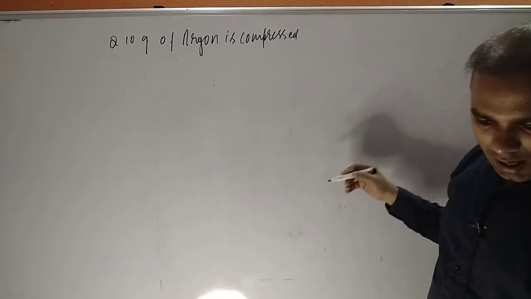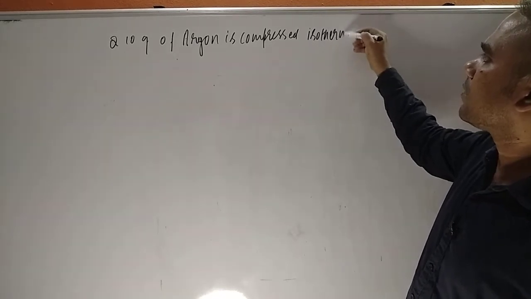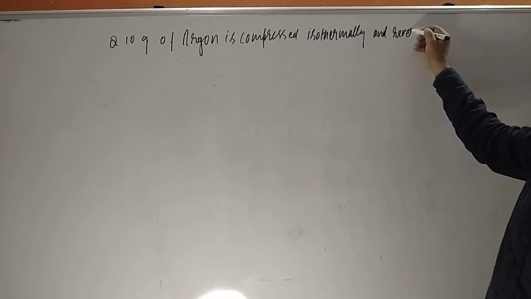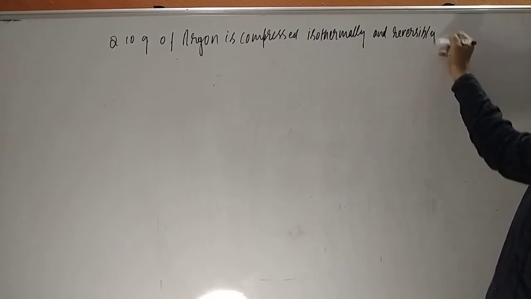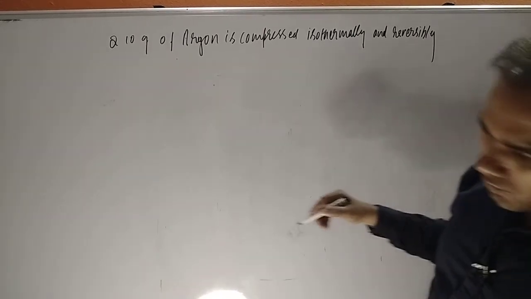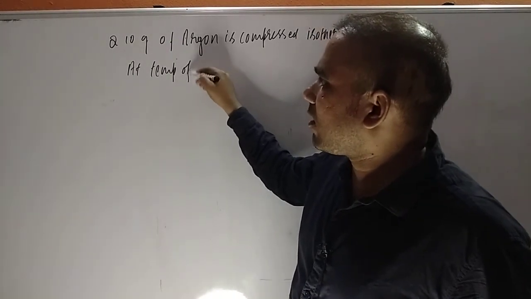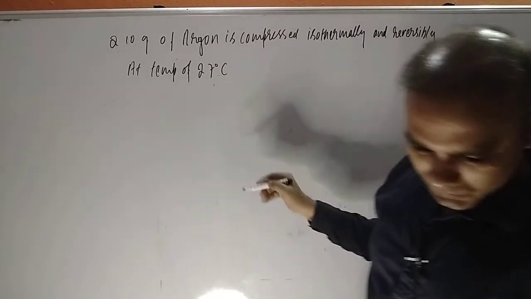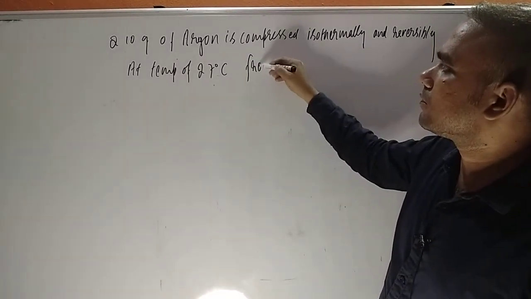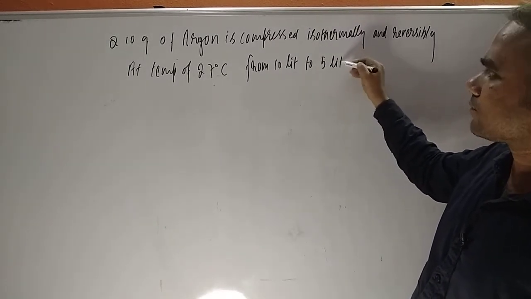How much, student? Isothermally and reversibly. Okay, so again they are saying, at a temperature of 27 degrees Celsius, the volume changes from 10 liter to 5 liter.